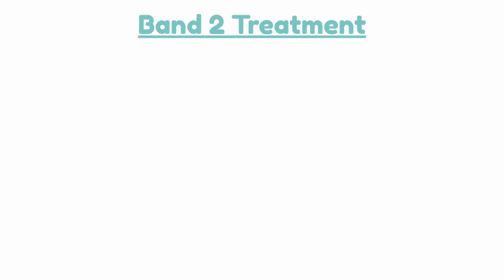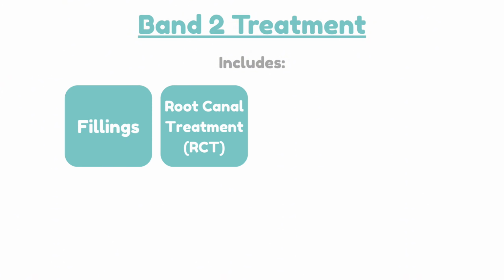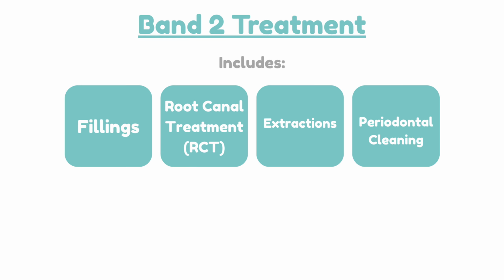So next, band 2 treatment. There's a bit less in band 2. It includes fillings, root canal treatment, also known as RCTs, extraction, so taking the teeth out, and it also includes periodontal cleaning. A lot of people don't know what periodontal cleaning is, which is fine, but it's basically a deeper clean than a scale and polish, and it's aimed at patients with gum disease.